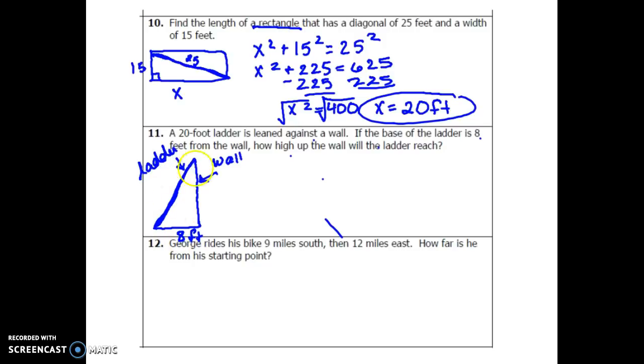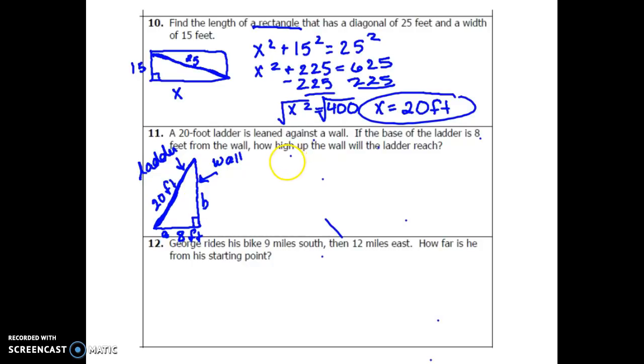So the ladder is 20 feet. So that's actually the hypotenuse. Your right angle is right here. And we're looking to see how high the wall is. So we're looking for this distance right here. So let's say this is our A, then we're looking for our B, one of the legs.